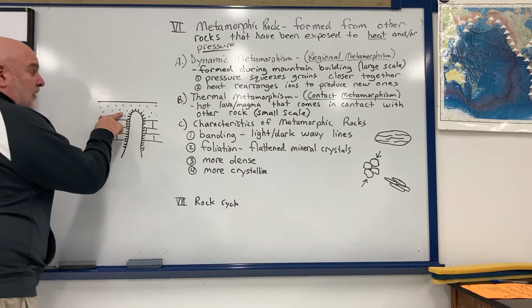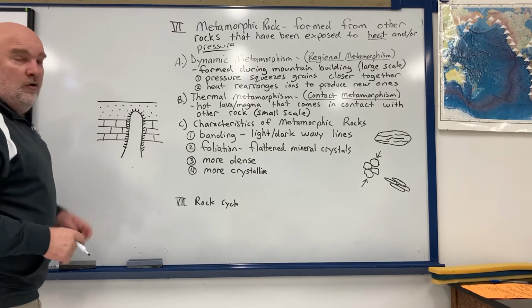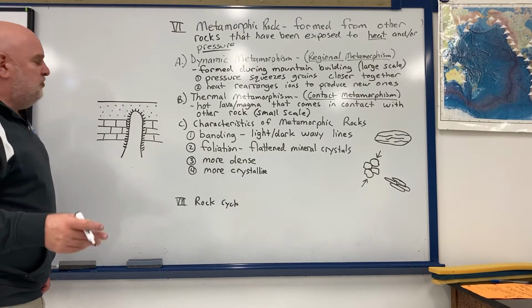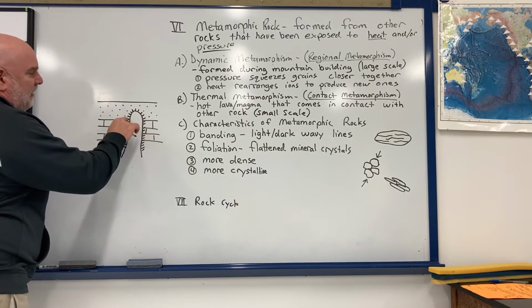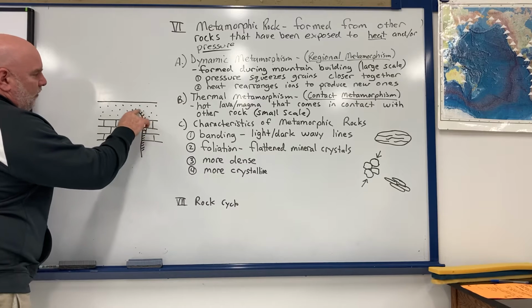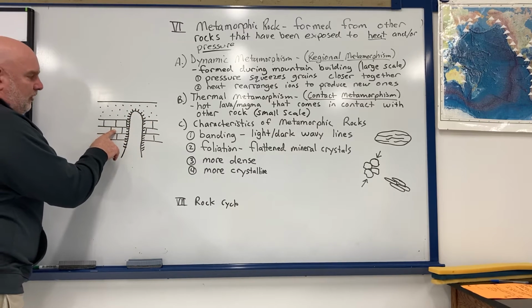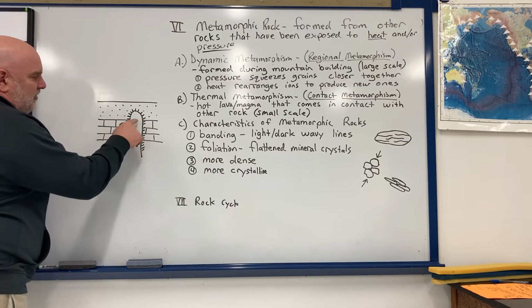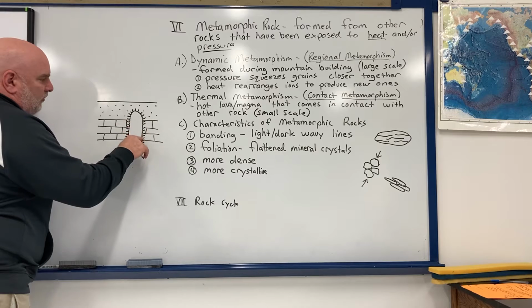So, sandstone, when exposed to heat and pressure, turns into a rock called quartzite. So here's sandstone, here's the igneous rock, there'd be a little zone of quartzite all the way around it. Limestone exposed to heat and pressure turns into marble. So here's limestone, here's the igneous rock, right there would be like a little zone of marble right there.